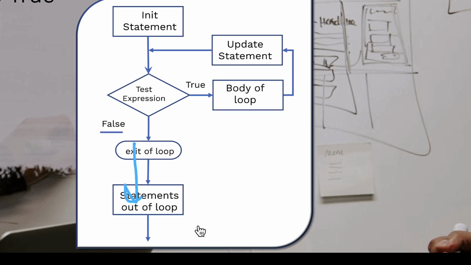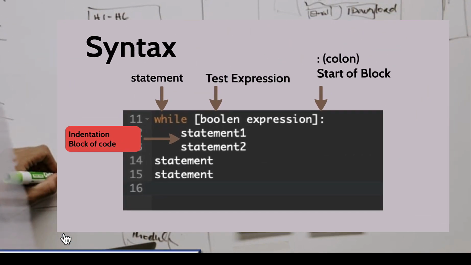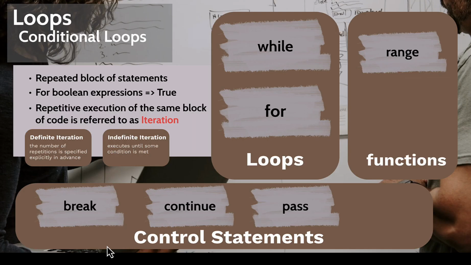So once the expression then is false, it's exiting out of the loop and continues on with the rest of the statements. If we take a look at a simple snippet of code, here is our while statement, here is some kind of test expression, and then again we end up with a colon, and here we have once again the indentations to indicate that this is the block of code for this while statement. And then anything else that is not indented, that is after the while loop.